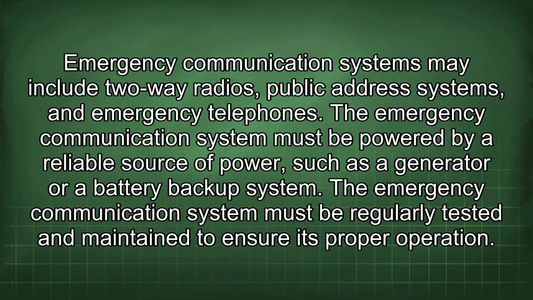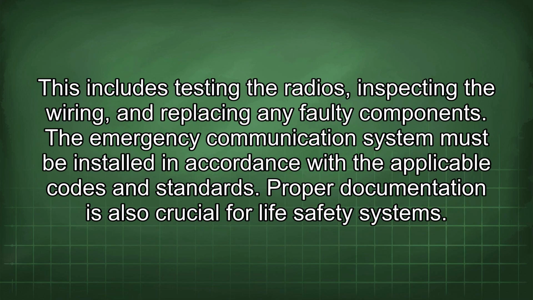The emergency communication system must be powered by a reliable source of power, such as a generator or a battery backup system. The emergency communication system must be regularly tested and maintained to ensure its proper operation. This includes testing the radios, inspecting the wiring, and replacing any faulty components. The emergency communication system must be installed in accordance with the applicable codes and standards.